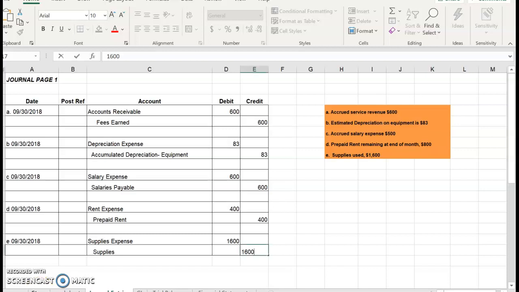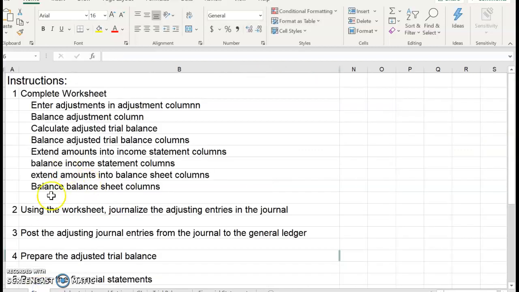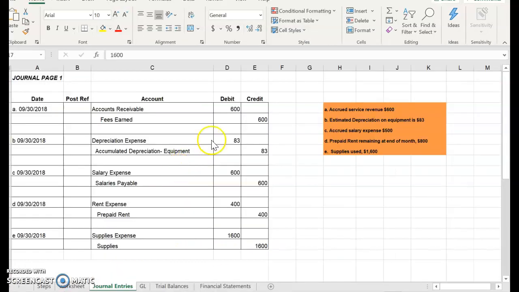Welcome back. In video 3, we are going to post our adjusting journal entries from the journal to the general ledger. Anytime you journalize, the next step is always to post. So we're going to go line by line and post, and each time we post, we're going to put in our post ref.